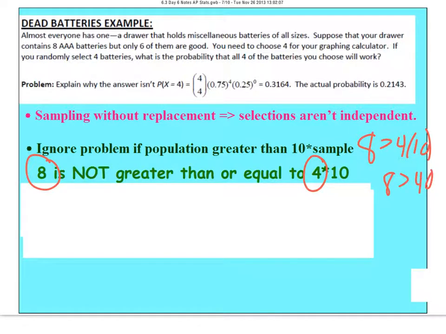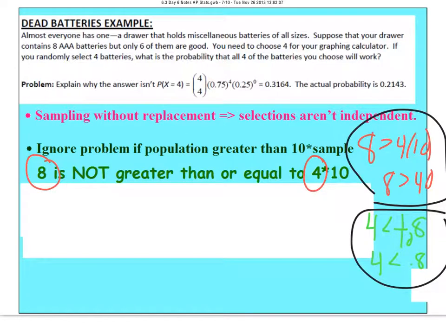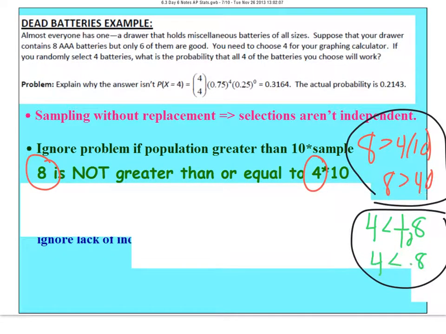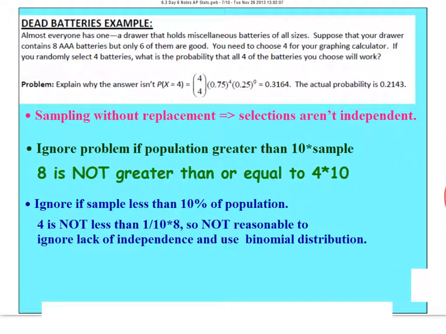This does not hold. Keep in mind, we also could have looked at it as: is our sample of 4 less than 1/10 of our population of 8? Well, that would be 0.8. Clearly that doesn't hold. So I just looked at the condition 2 different ways, either on the greater end or the less than. In this case, we have to conclude that we can ignore the lack of independence only if the sample is less than 10% of the population. 4 is not less than that, so it's not reasonable for us to ignore the lack of independence and use binomial. We can't do that in this case.